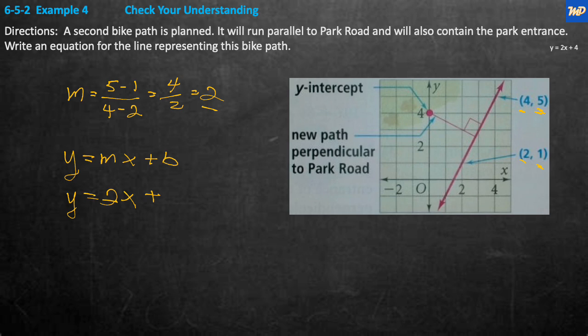Well, they told us that it also contains the park entrance, and b is the y-intercept. Again, the park entrance is right on x equals 0, and the value was 0, comma 4. That's right there your y-intercept. So b is the y-intercept, so it is plus 4. So y is equal to 2x plus 4. Good job. These are interesting problems and they're getting a little tougher.